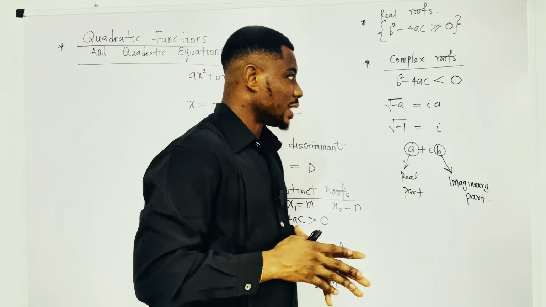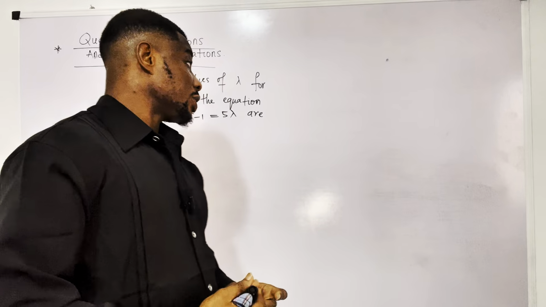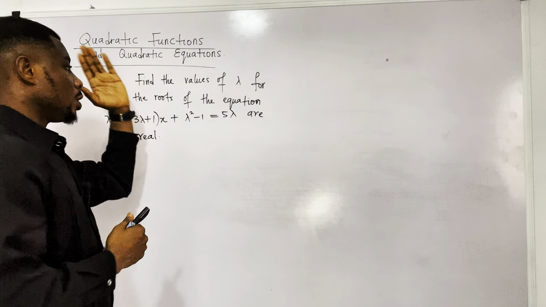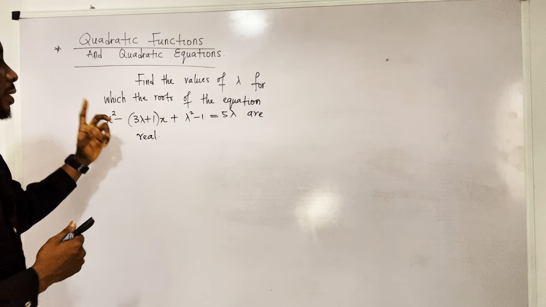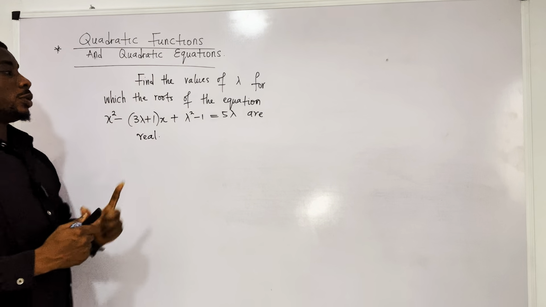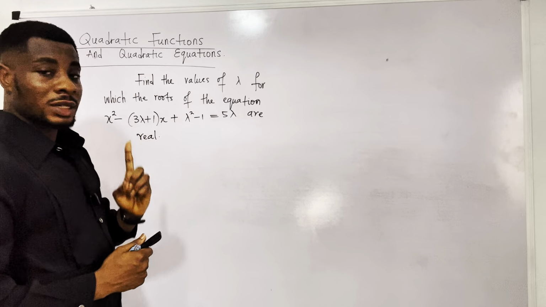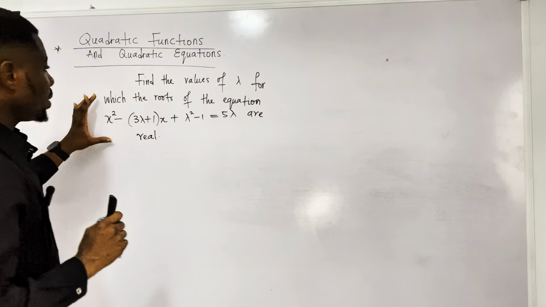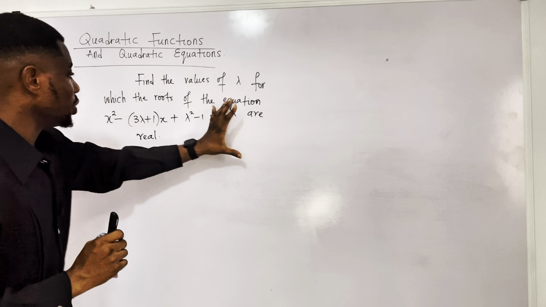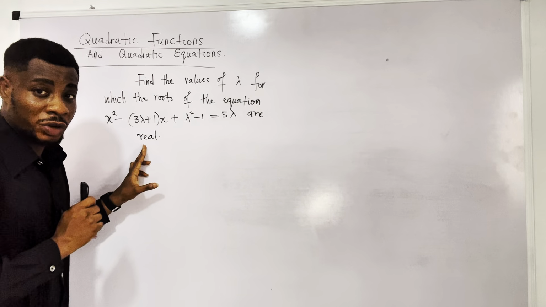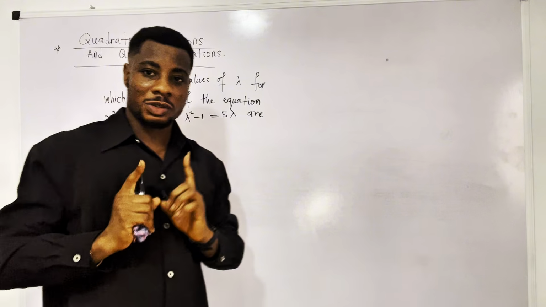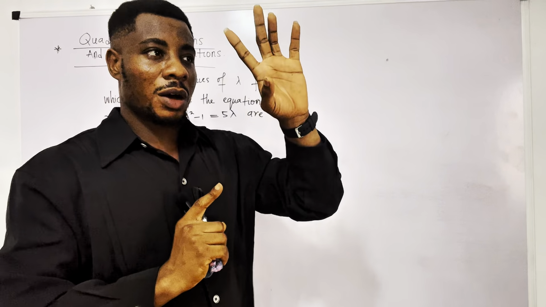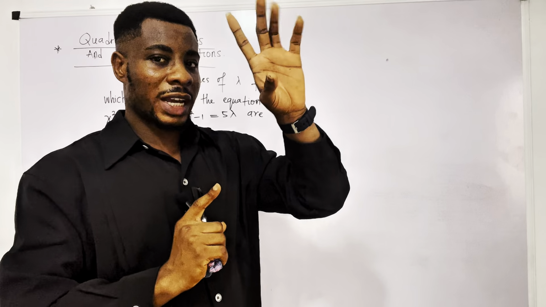Now, this is another question of this section that says, find the values of lambda for which the roots of the equation x squared minus 3 lambda plus 1 x plus lambda squared minus 1 is equal to 5 are real. This is a different pattern of the equation, but watch. Most students will be confused by this question. Remember they said real. Now, under real roots, I gave you two types.